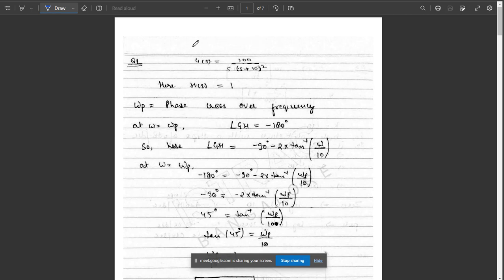So this is the system. We have G(s) is 100 upon s into (s plus 10) into (s plus 10), that is (s plus 10) square. Another thing given in the system is H(s) equals 1. That is, the feedback was something like this. This is G(s).